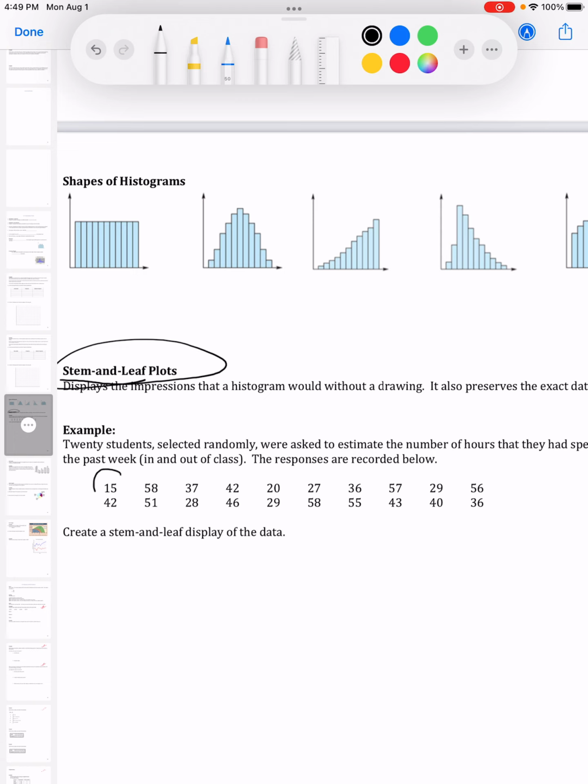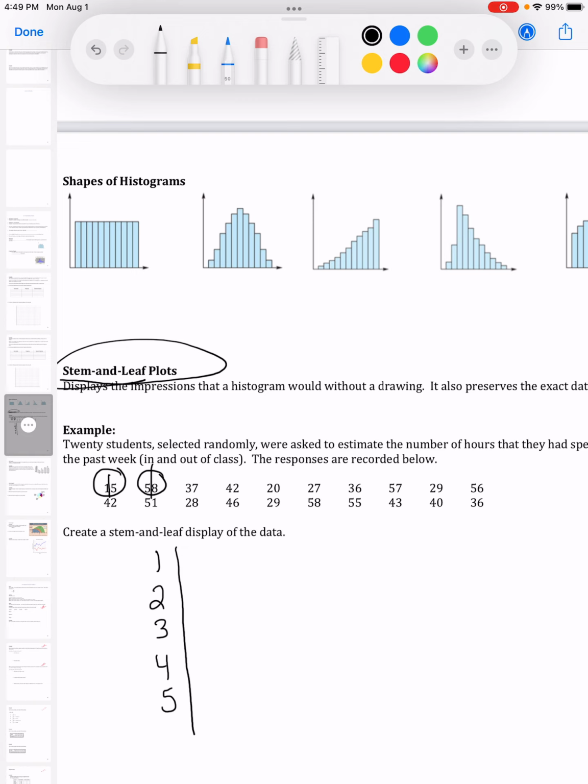So for instance, this 15 I'm going to split up as 1, 5, and the 58 I'm going to split up as 5, 8. We can have decimals here, but we're always going to split into the stem, and the leaf is just going to be the furthest to the right. My smallest number in this case is 15, so it starts with a 1, and my largest number is 58, and it starts with a 5. So over here on the stem part, I'm going to go from 1 to 5. And I'm never going to skip anything. I'm going to use every number from 1 to 5.